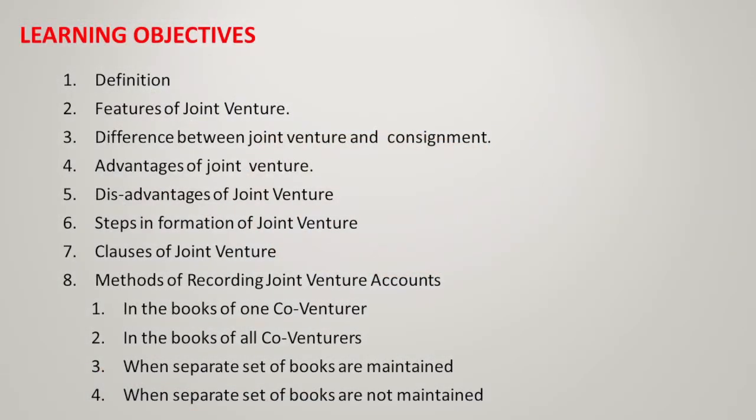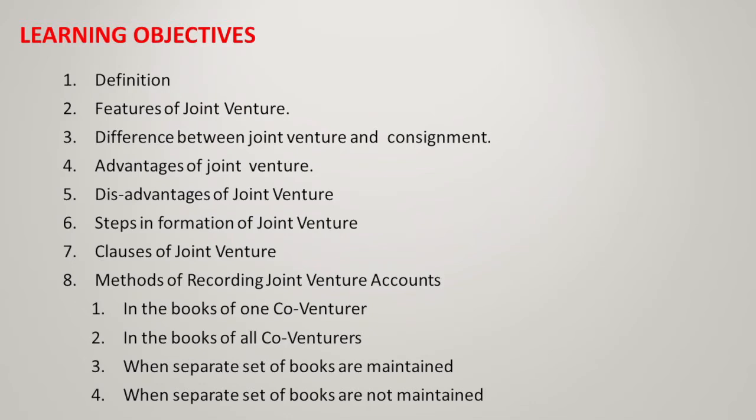So in this video lecture series, we will understand all this: definition of joint venture, features, difference between joint venture and consignment, advantages, disadvantages, steps in formation of joint venture, and what may be the clauses in a joint venture. A joint venture sometimes needs an agreement, so we have to know what the clauses may be. And like consignment, we have to record journal entries and prepare the ledger accounts of the joint venture as well as co-venturers.